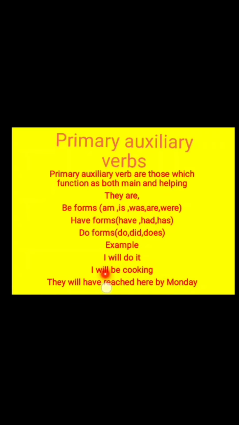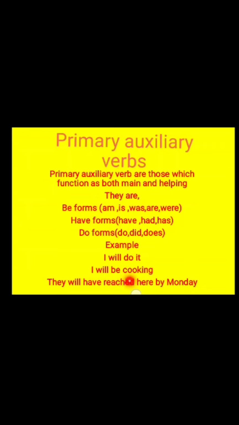So, I will be cooking. Here will is the helping verb, and be is acting as the main verb. Can I use I is be cooking, I was be cooking, I are be cooking, I were be cooking? No, I will be cooking. So next to a helping verb, one more main auxiliary verb should come. This acts as a helping verb here and this acts as a main verb here.